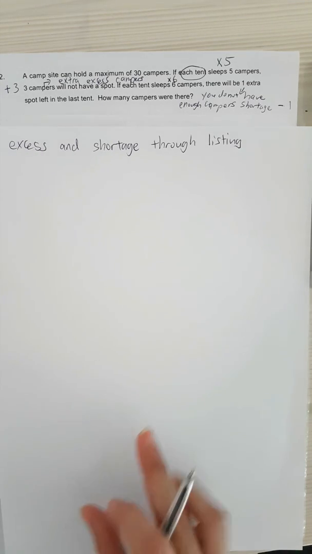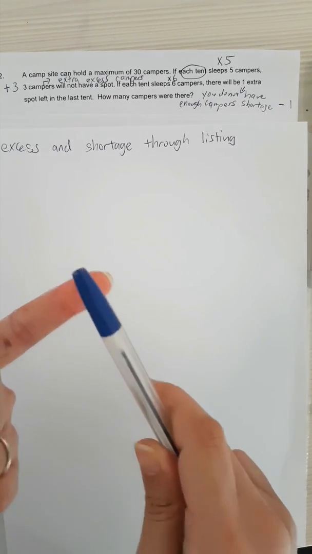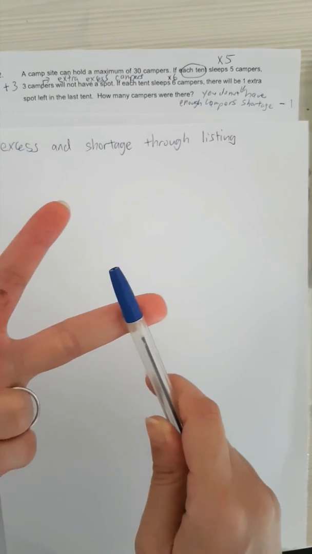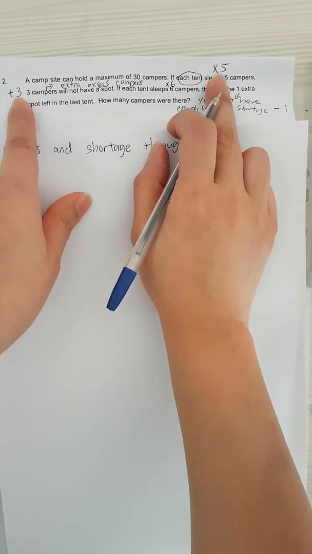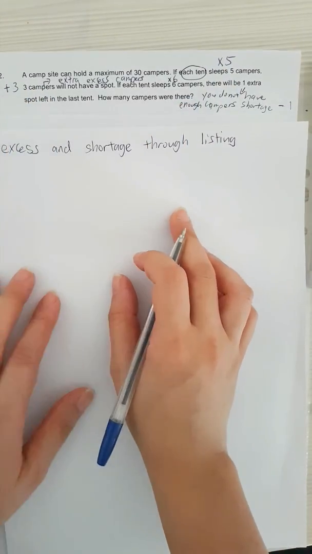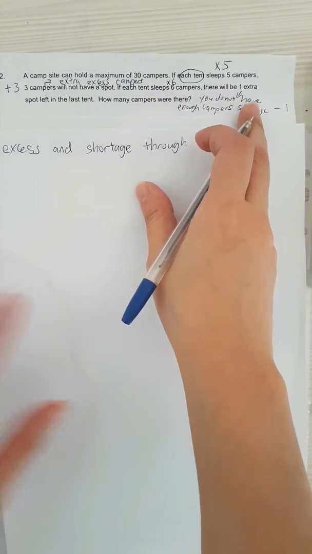For such questions, you notice there will be 2 sets of rules, and each set of rules will have a times table followed by either a plus or a minus. Plus will be excess, shortage will be your minus. For this case, the first rule will be times 5 plus 3. The second rule will be times 6 and minus 1.